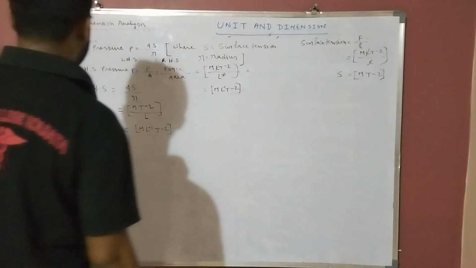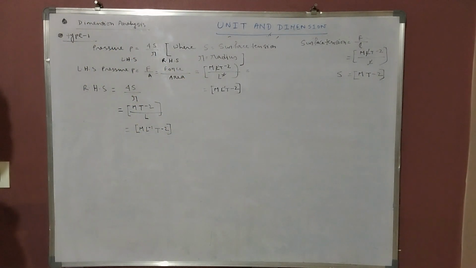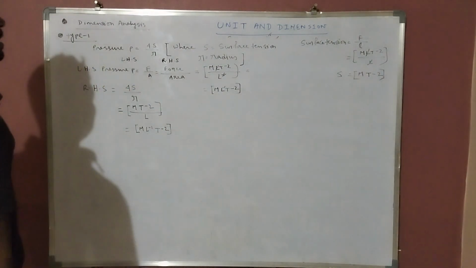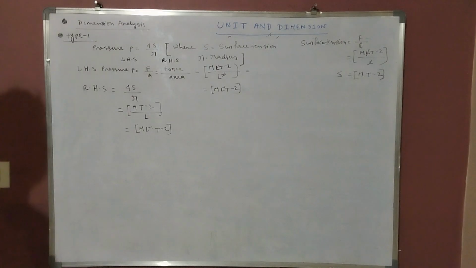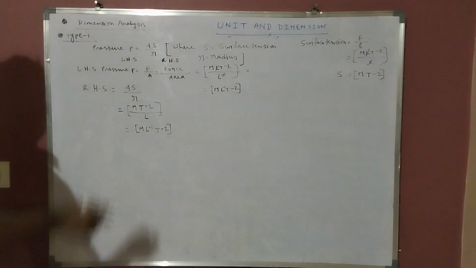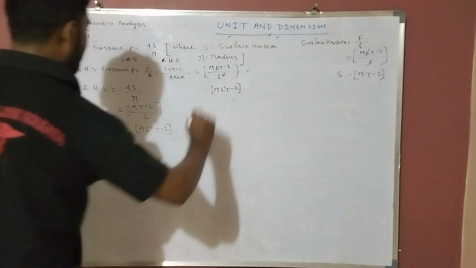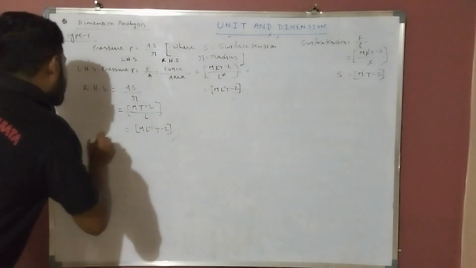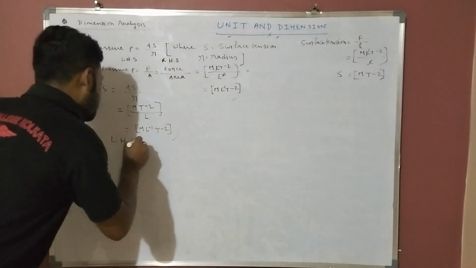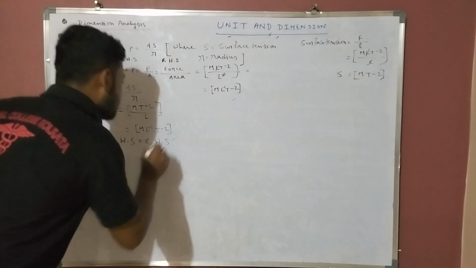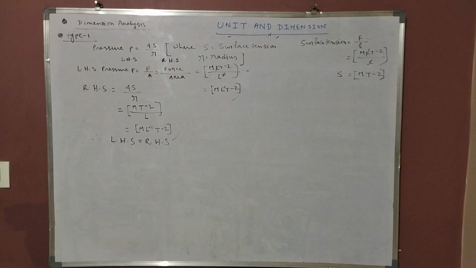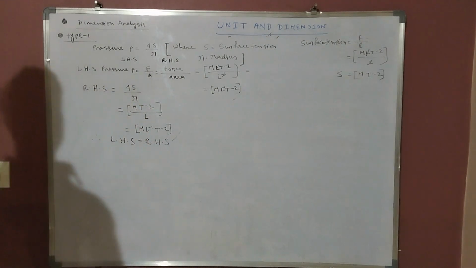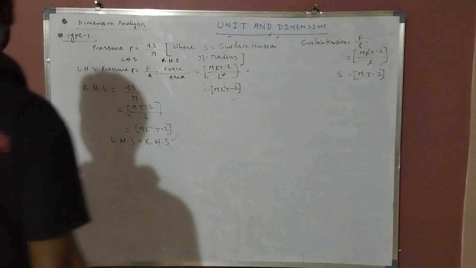So comparing left hand side and right hand side, we can say this equation is right, because on both sides the dimension is the same. Understood or not? So we can say left hand side is equal to right hand side by dimension analysis. Both sides' dimension is the same. Understood or not?